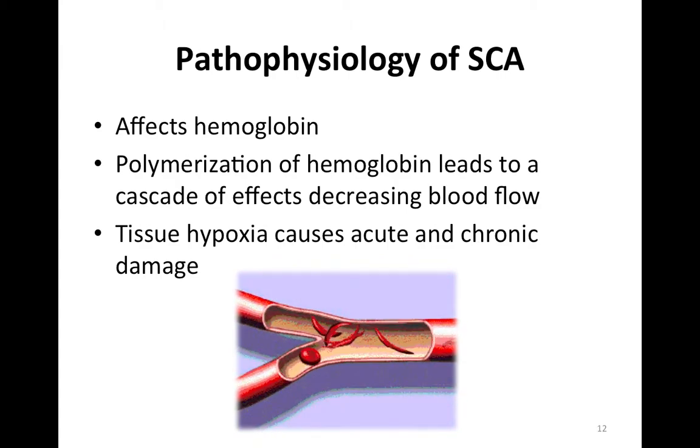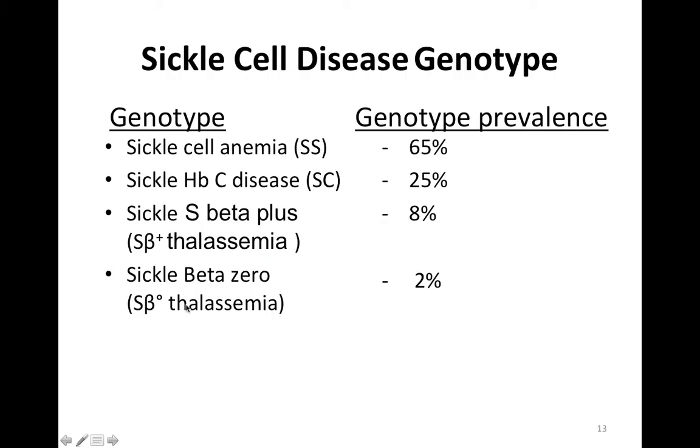So as it is clogging the small capillaries, you can see that obstruction of the blood flow, and tissue hypoxia causes the acute and chronic damage. This can be seen in this individual. So different sickle cell disease genotypes and their prevalences can be seen in the population.